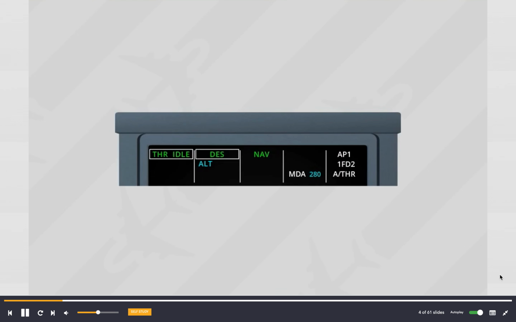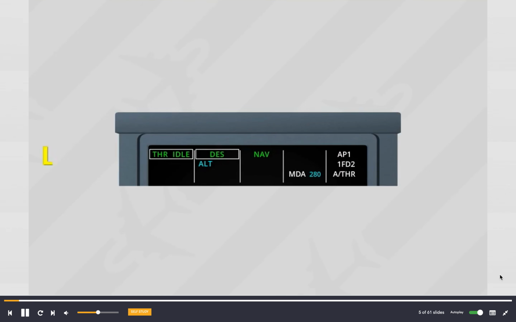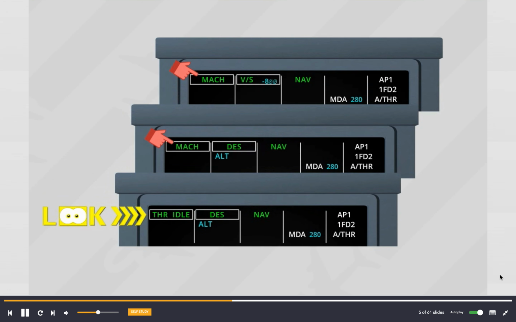The FMA vertical mode displays descent if managed mode is engaged. Open descent or vertical speed is indicated if selected mode is engaged. The first column normally shows thrust idle. Mach is displayed in case of an early descent or when the FMS does not immediately command idle thrust.